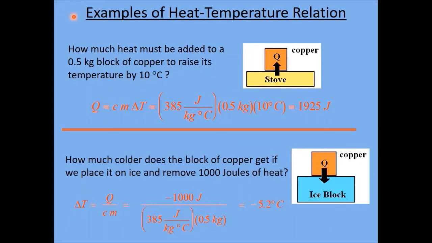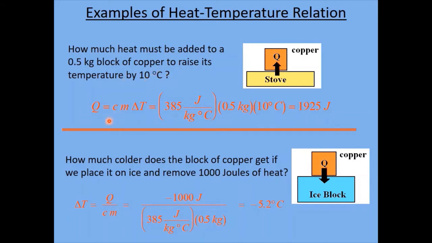So here are 2 examples of using the heat-temperature relation. The first one says how much heat must be added to a 0.5 kilogram block of copper to raise its temperature by 10 degrees C. So imagine taking this block of copper and setting it on a hot stove or a hot plate. Obviously the heat Q is going to flow from the stove into the copper, and the copper is going to heat up, right? Its temperature is going to increase. We want to know how much heat, Q, we should pump into this copper to get its temperature to go up by 10 degrees.